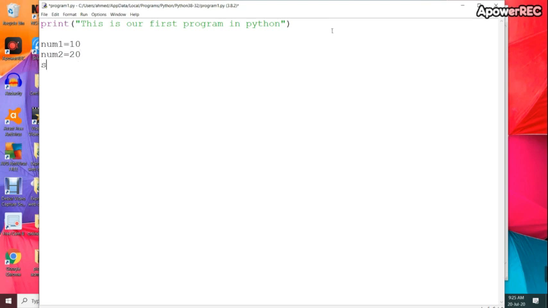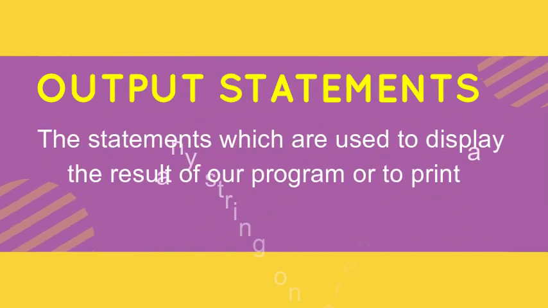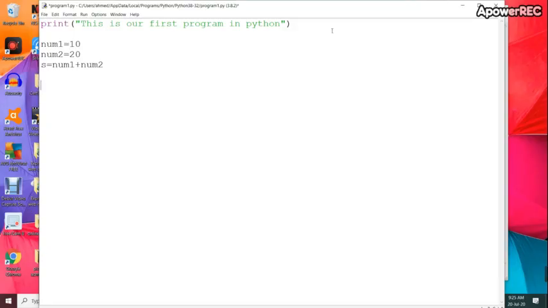Now I will take the third variable to store the result of both of these numbers, s = num1 + num2. Now this statement will calculate the sum of num1 and num2, but it will not display anything on the screen. So when we want to display anything on our screen, for this we are using output statement. So most widely used output statement is print statement.